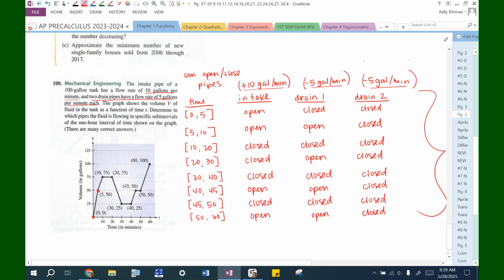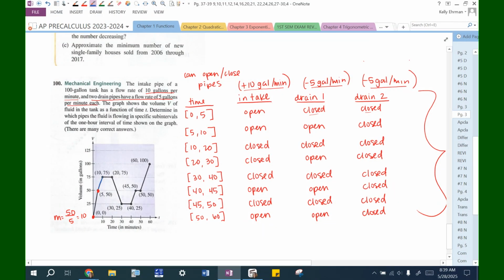So it goes up 50 gallons in 5 minutes. That's a slope of 10. So the water is increasing by 10 gallons per minute. So I'm going to open the intake valve. It's coming in at 10 gallons per minute, and it's not draining at all. So these 2 are just going to stay closed. So I'm letting water in only. I'm not draining anything. And then the slope changes.